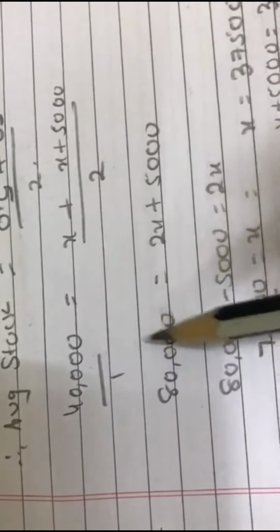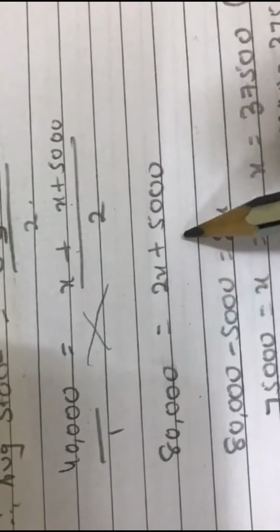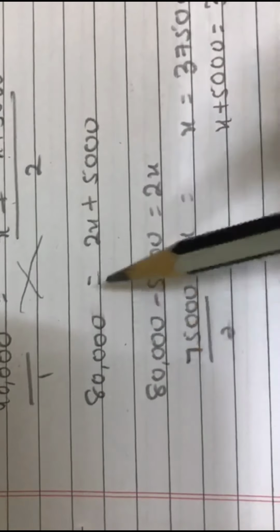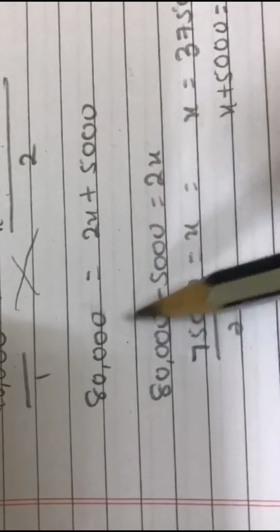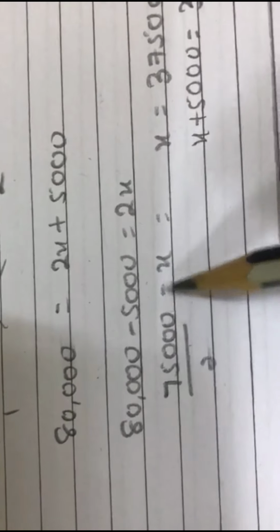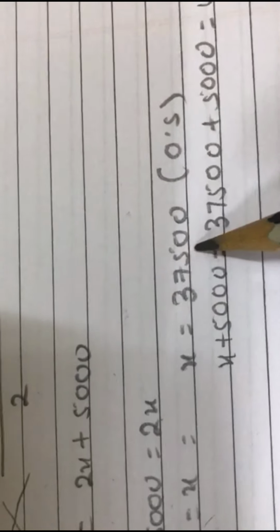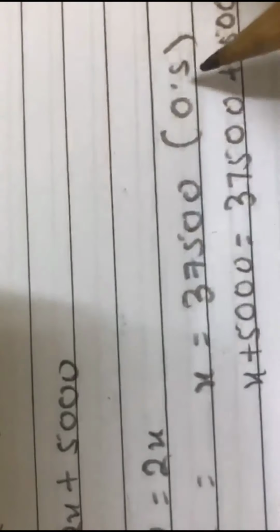So 40,000 into 2, cross multiply. 80,000 is equal to 1x plus 1x, 2x plus 5,000. Bring this 5,000 towards your left hand side. So 80,000 minus 5,000, 75,000, is equal to 2x. Therefore x is equal to 75,000 divided by 2, which will be 37,500. What is x? Opening stock.